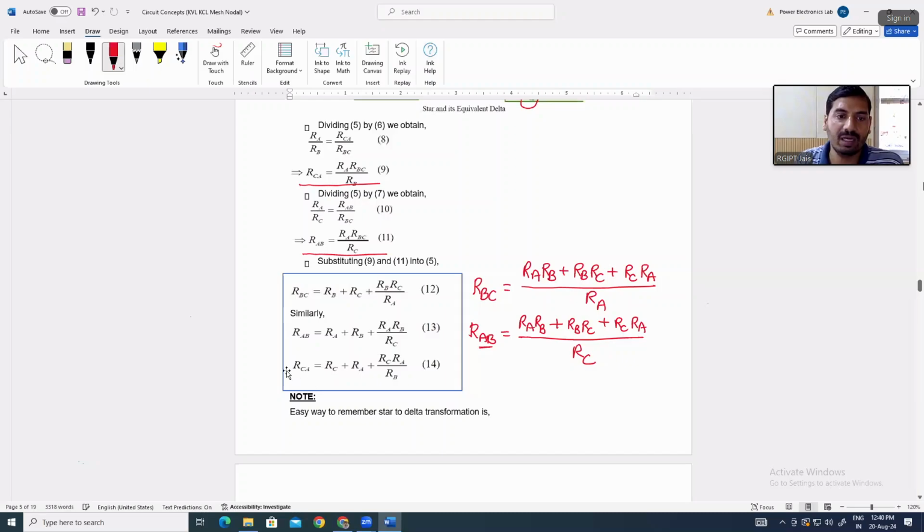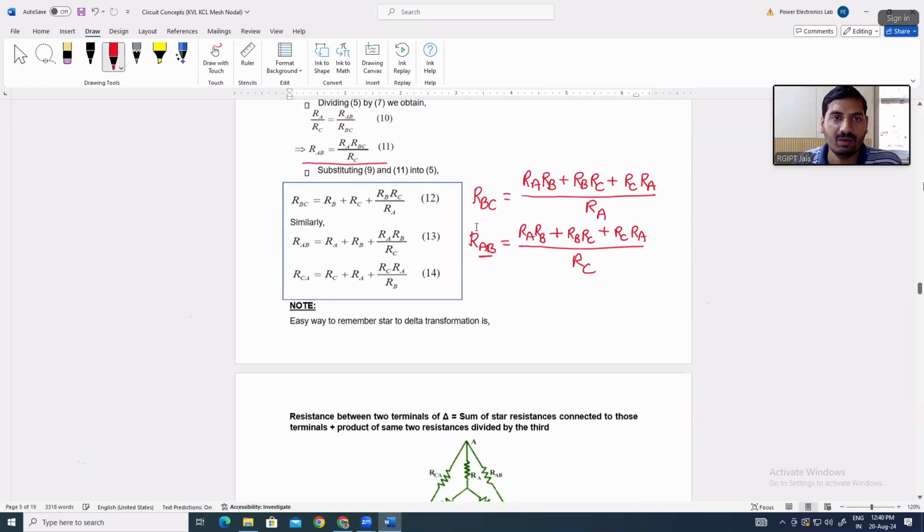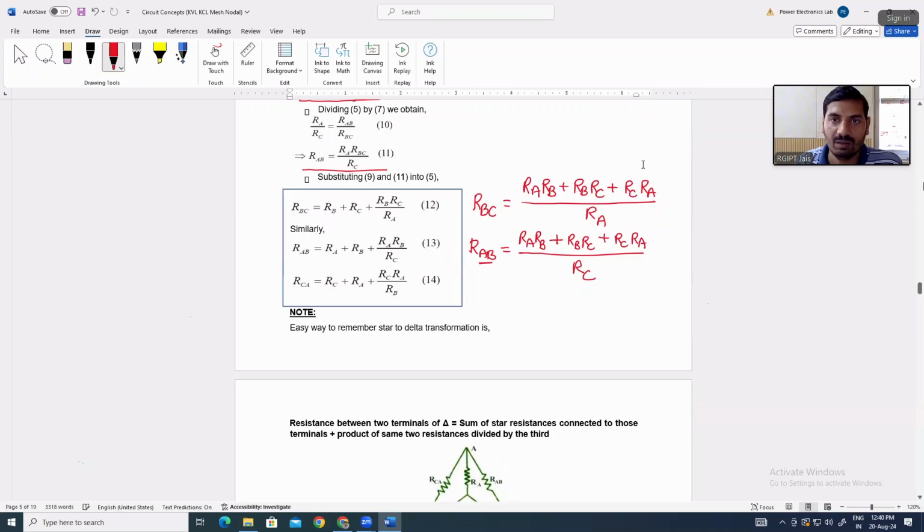Similarly we can write for RC also. Okay, so for easy remembrance you can see that from star to delta transformation, the resistance between two terminals of delta will be equal to sum of star resistances connected to those terminals plus product of same two resistances divided by the third one. Either you can remember like that or like that. Whatever you find easy, you can remember accordingly.